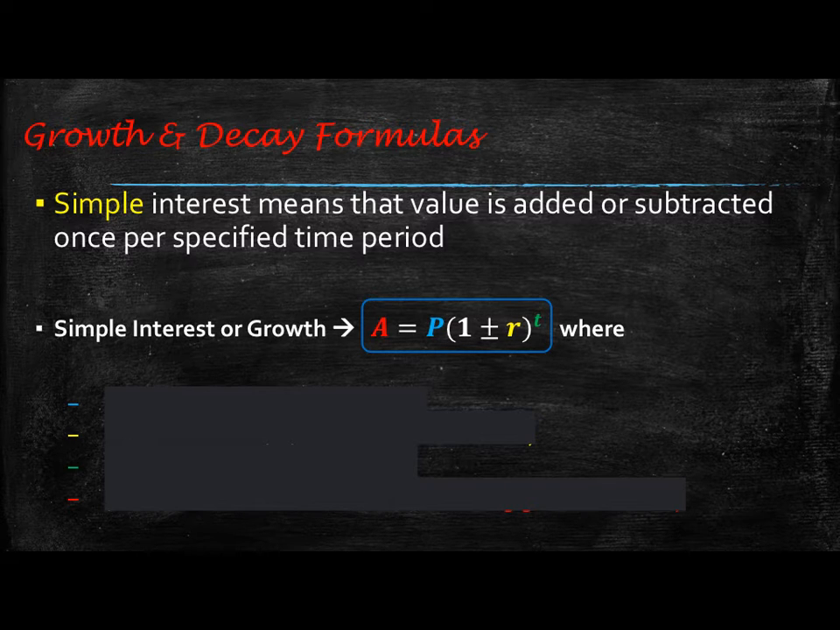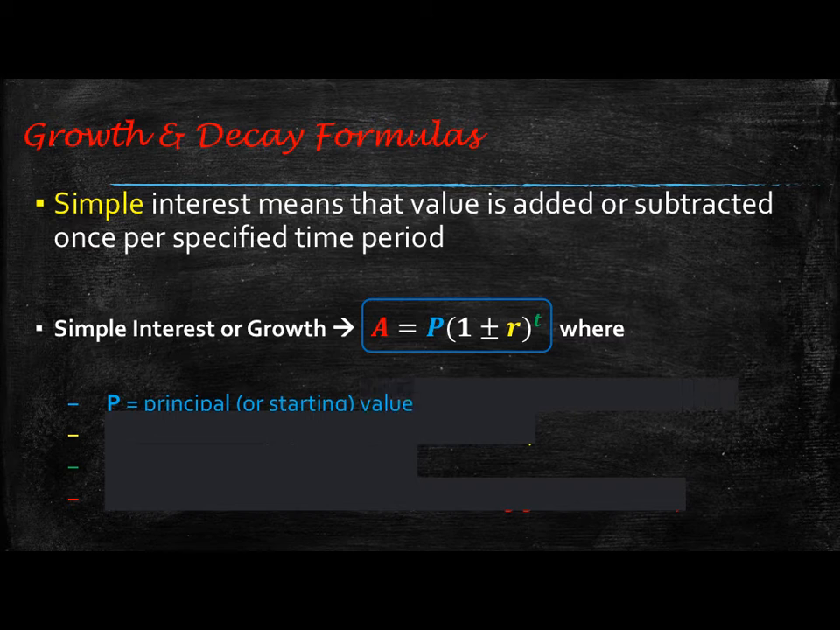Okay, the formula for simple interest, it is a growth equation, and it's A equals P times 1 plus or minus R to the T power. So what do each of these variables stand for? The first one is principal. Principal is the P, and that is your starting value.